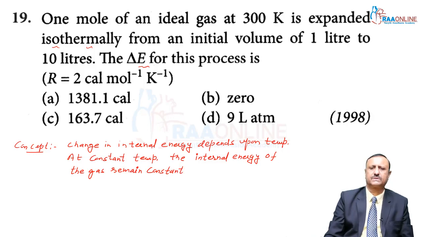So, your temperature is constant, because here isothermally means temperature is constant. When temperature is constant, the change in internal energy is constant. So, change is 0 for this question. This is a very easy question and no calculation is done. So, my dear students, question number 19, you can go to the answer B, that is 0.